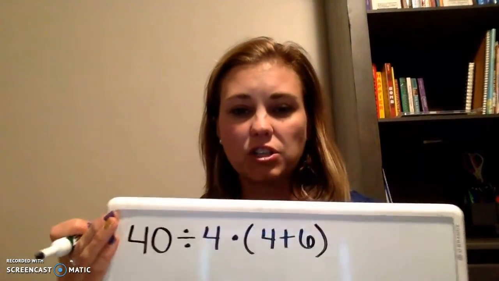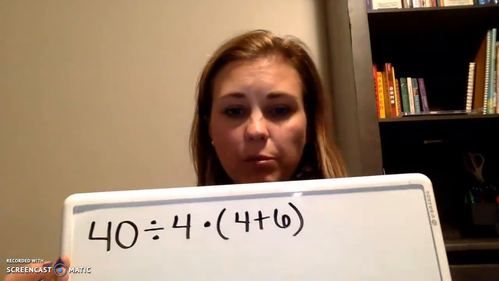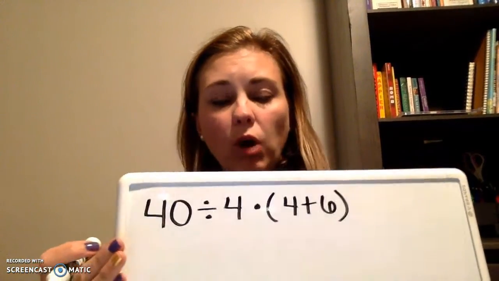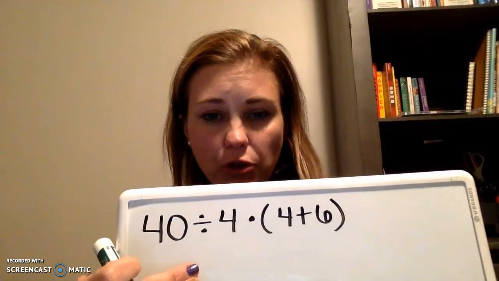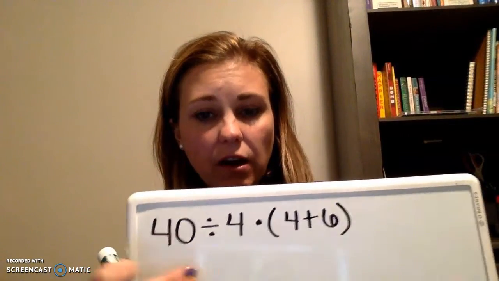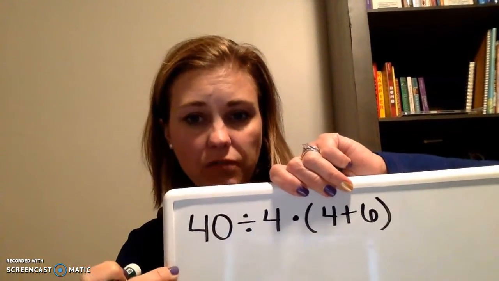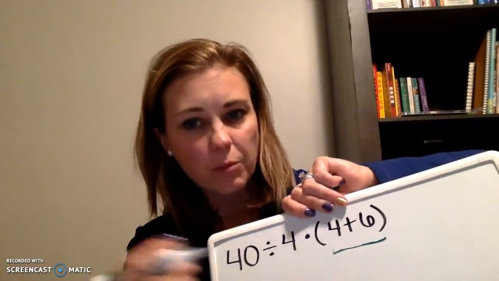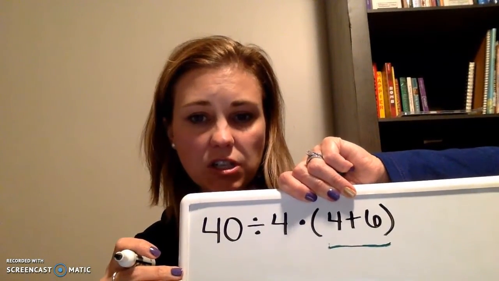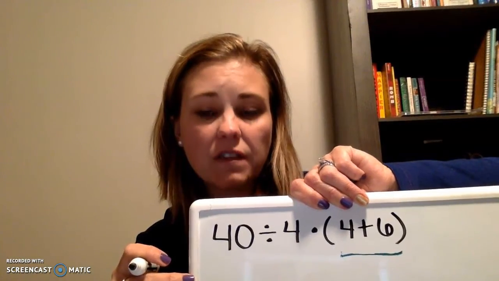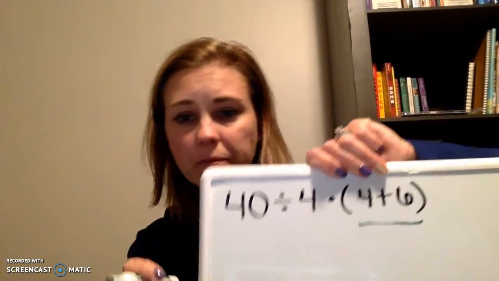Our next expression was 40 divided by 4 times (4 plus 6). Well, we have division when we go left to right, that's very first, but our first rule is we work in our parentheses very first. So right here is our parentheses, and the operation in our parentheses is addition. So this one would be yes. This one, addition is the first thing that you would do in the expression.